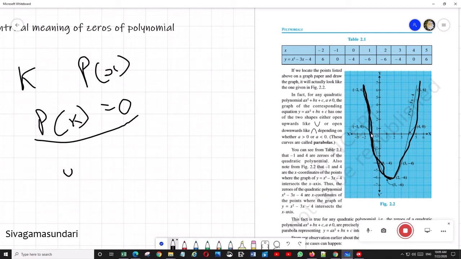So we say that for this equation, x square minus 3x minus 4, it has two zeros, minus 1 and 4.